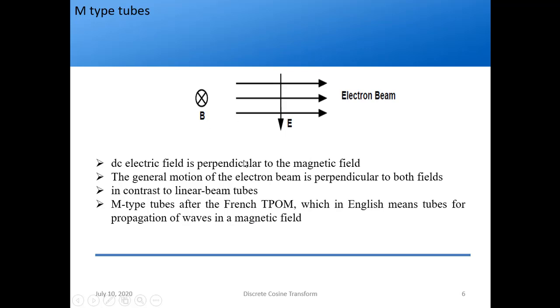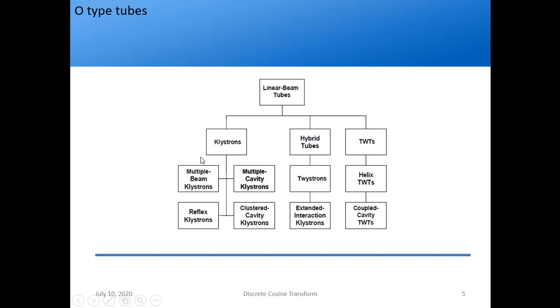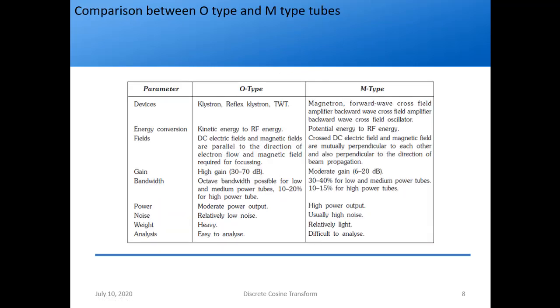They are also called cross field tubes. Cross field tubes or M-type tubes can be divided into two parts: distributed emission tubes and injected beam tubes. Distributed emission tubes are magnetron and cross field amplifier. Injected beam tubes are cross field amplifier, MBW carcinotron, and voltage tuned magnetron. From this we have only two devices in the syllabus, which are magnetron and BWO, the backward wave oscillator. The rest we will discuss anyway. But remember this diagram, the difference between them, and what are O-type and M-type tubes, because it is a very important question from the exam point of view.